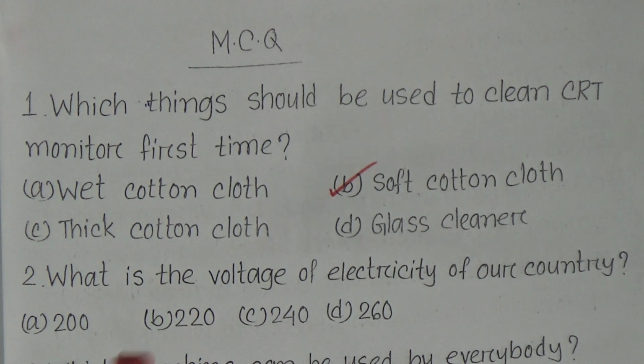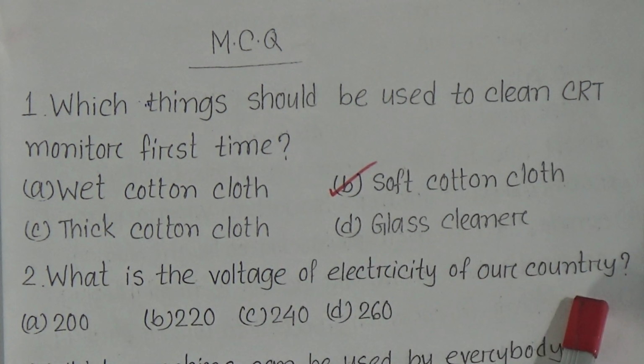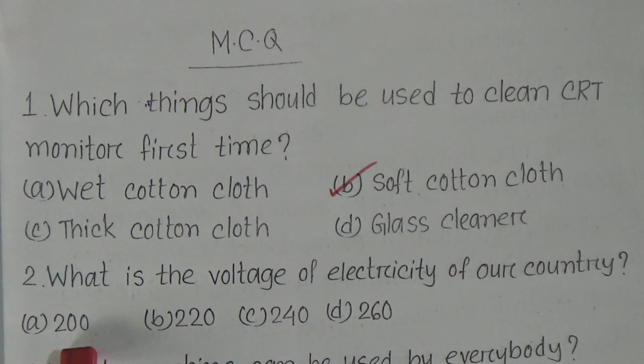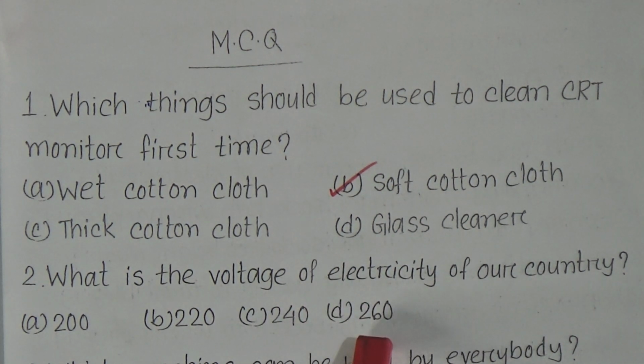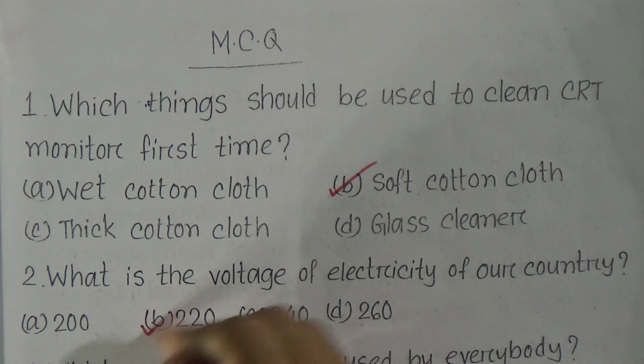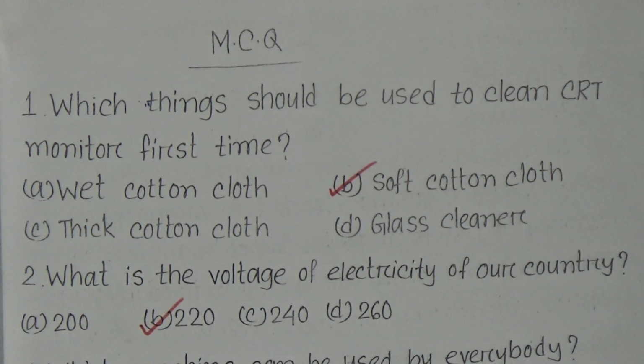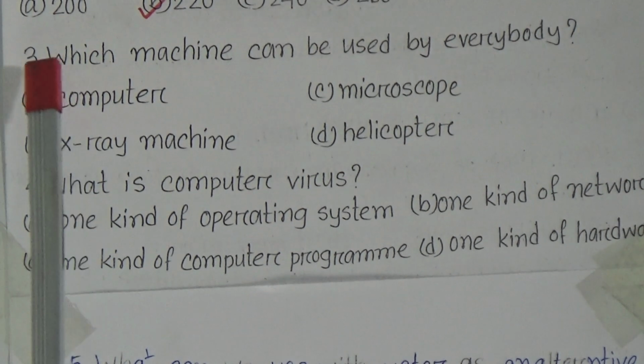Number 2, what is the voltage of electricity of our country? Options are 200, 220, 240 and 260. And the correct answer will be option B, 220.